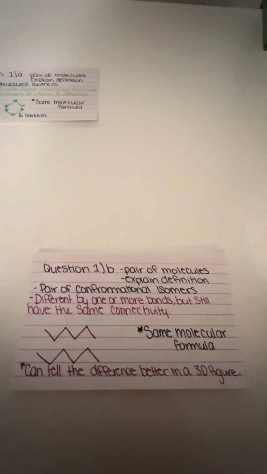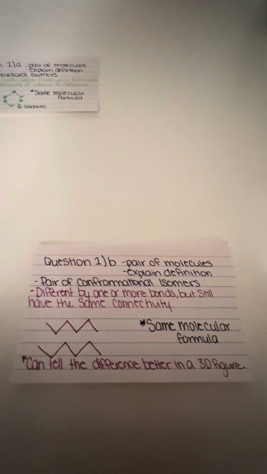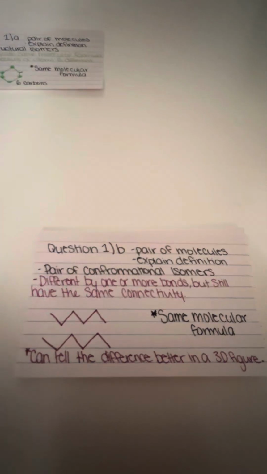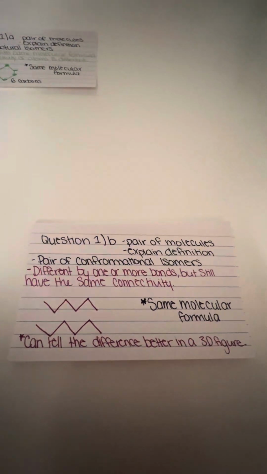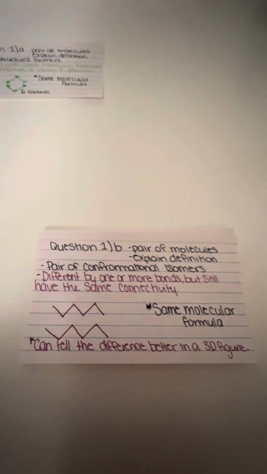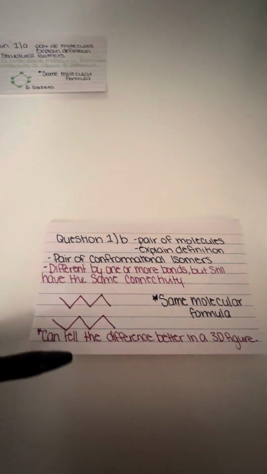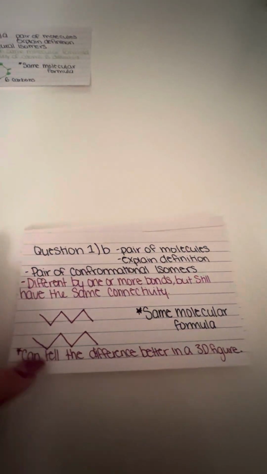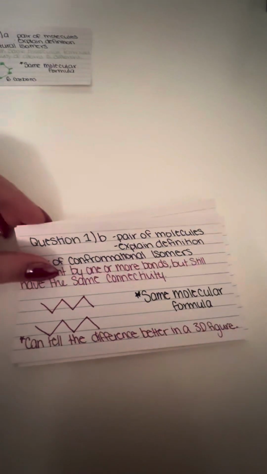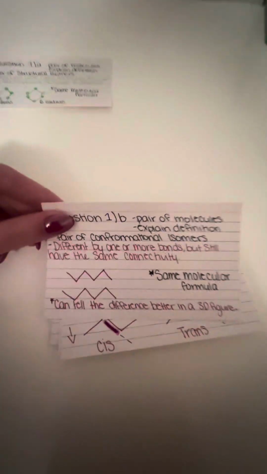Question 2 was the same, to draw a pair of molecules and explain the definition. This was for conformational isomers. The definition is that they differ by rotation around one or more bonds, but still have the same connectivity and the same molecular formula. You kind of have to imagine that they are different. I tried drawing the 3D figure, but it was just not working out. If you search up a 3D figure, you would be able to spot the difference a lot better. They do just look the same on paper.